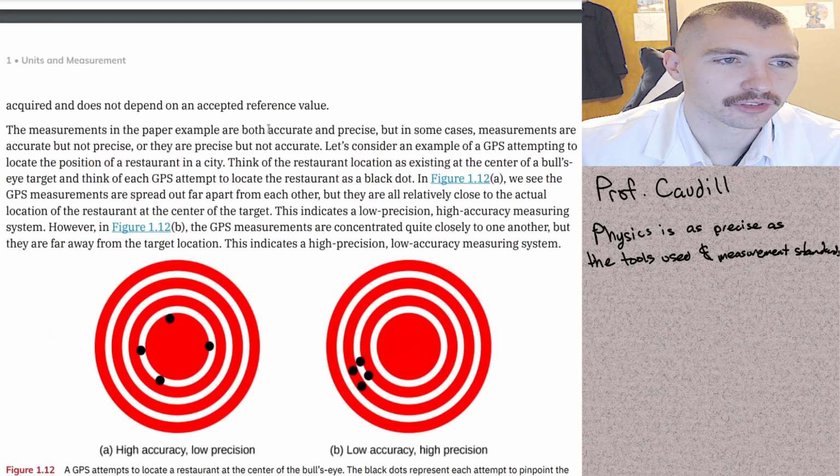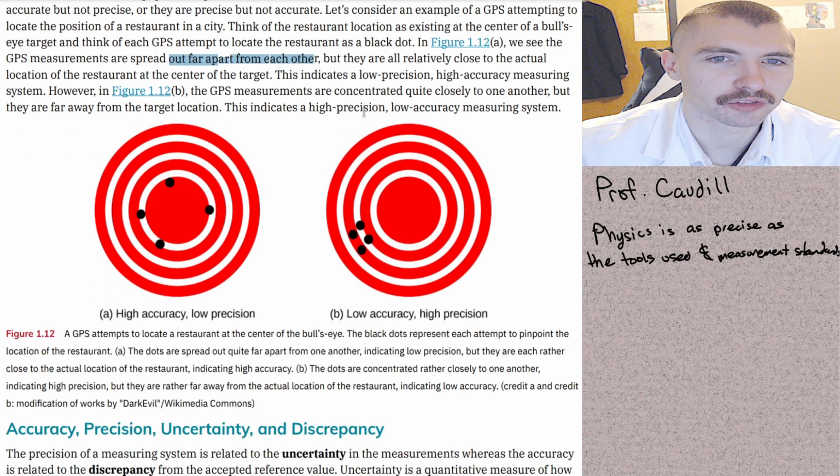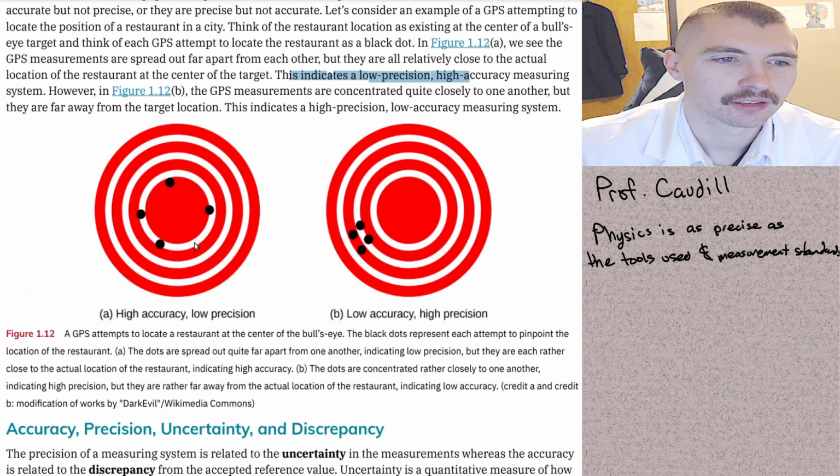So these are all kind of obvious, but I'm sure they'll make it less obvious. Measurements of the paper are both accurate and precise. GPS measurements are spread out far from each other. They're relatively close. So this gets a low precision and high accuracy. So we have some useful visual aids. High accuracy, low precision, low accuracy, high precision.